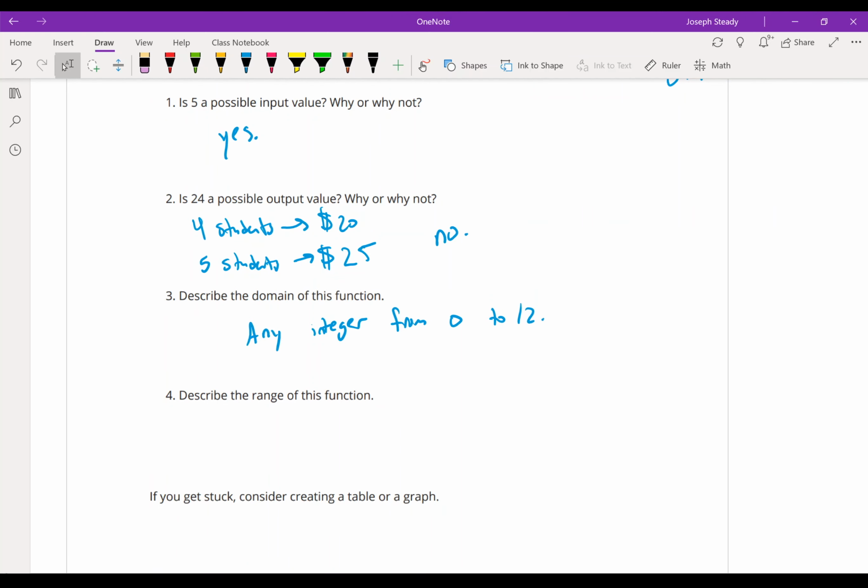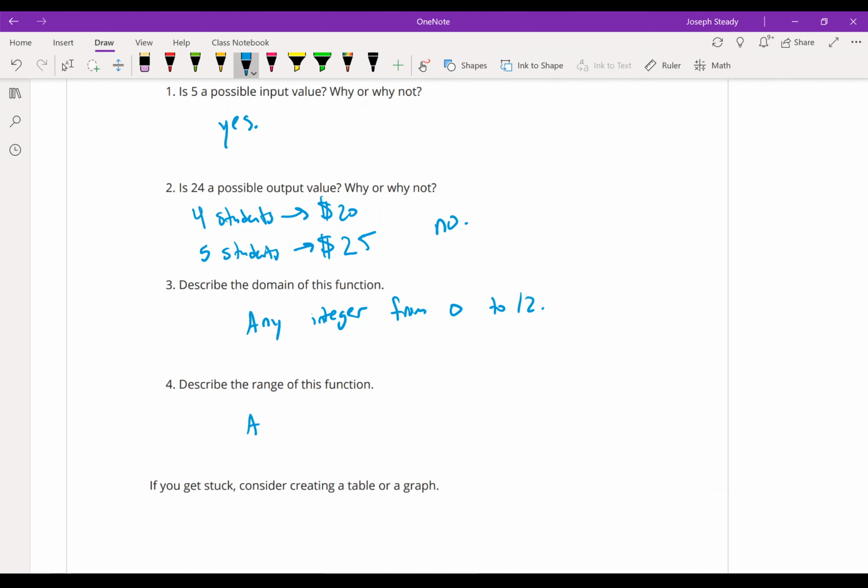And then for the range, this is a little bit tricky to describe. You could either list them, right? It's going to be 0, 5, 10, 15, 20, and so on. Or I could describe it as any multiple of 5 from 0 to, let's see, what's my maximum going to be? If I have 12 students, that would give me $60. So that's if all 12 students earned the money. So there is our range for this function.